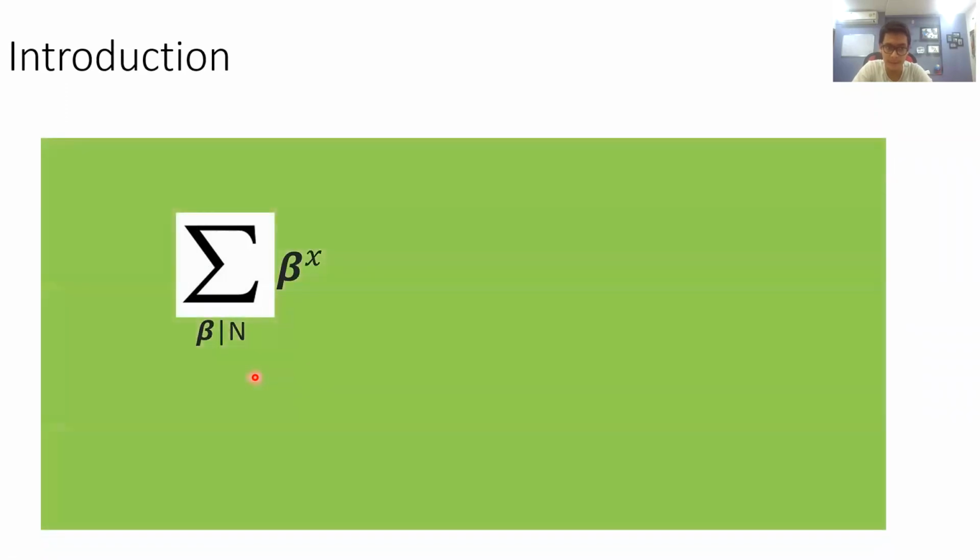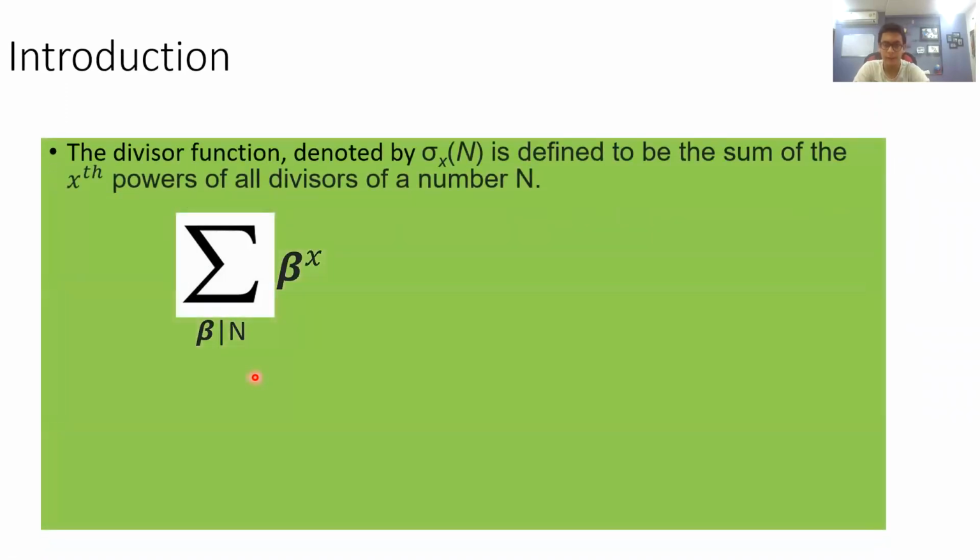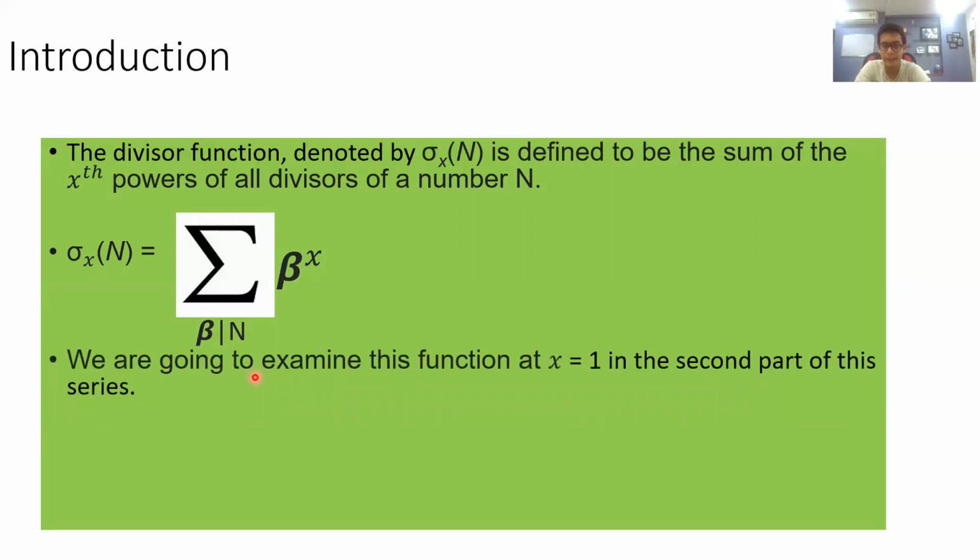Introduction. The divisor function, denoted by d sub x of n, is defined to be the sum of the xth powers of all divisors of a number n. d sub x of n is equal to the sum of all beta which divide n of beta to the x. So it's the sum of the xth powers of all factors of a natural number n. We are going to examine this function at x equals 1 in the second part of this series.